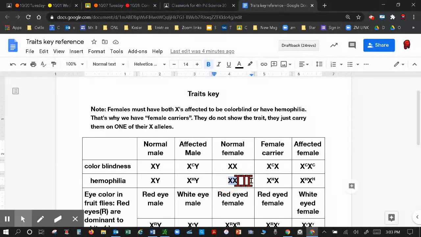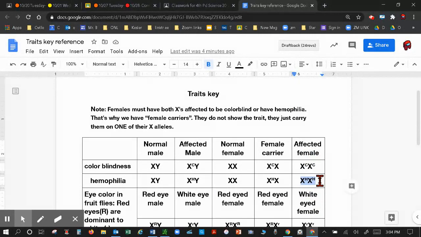Females, once again, they're XX. If a female gets one of them, she's normal. She is a carrier. She looks normal. We can't really tell until she has children. For a female to have it, she has to have both of her X chromosomes affected, XHXH.